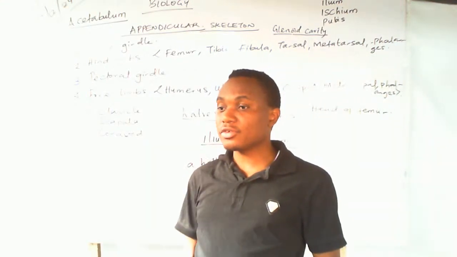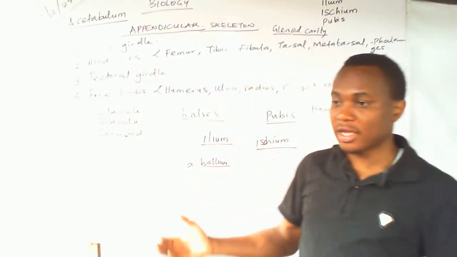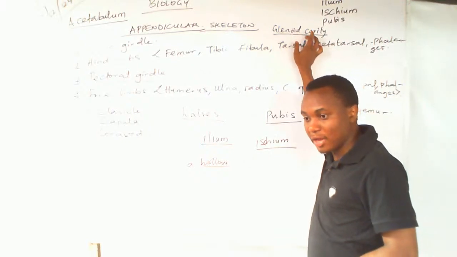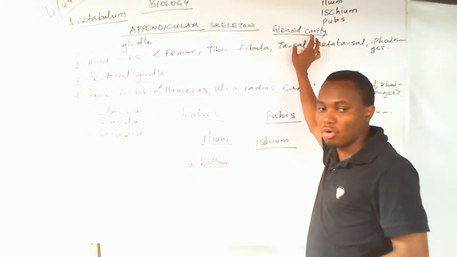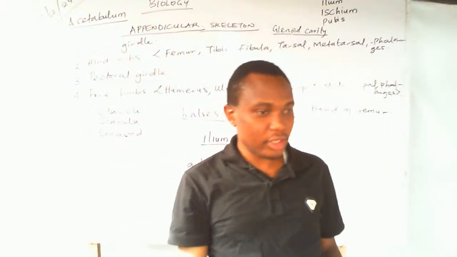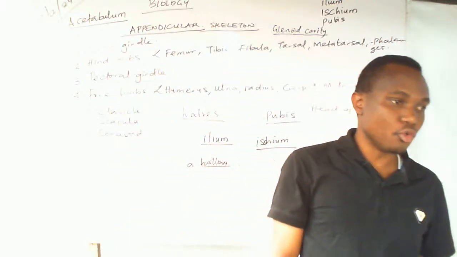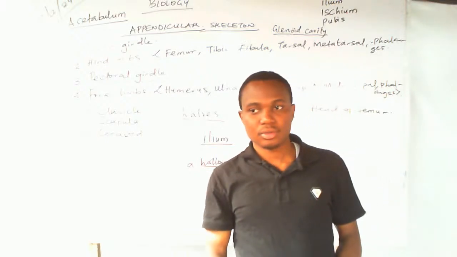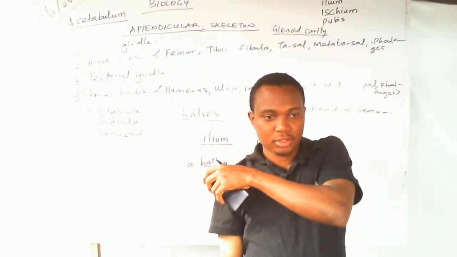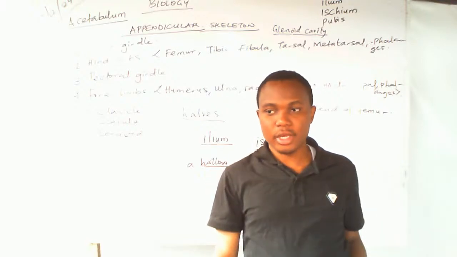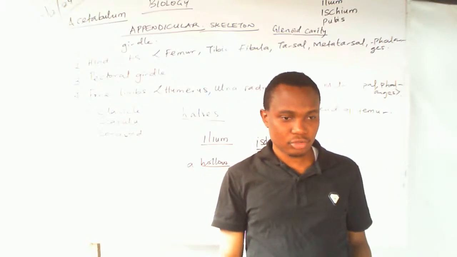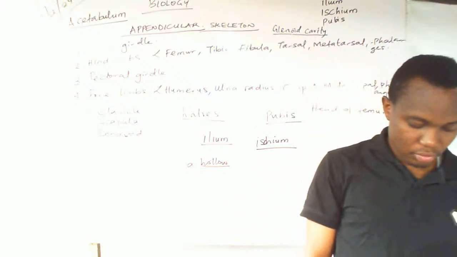We say that this particular cavity of the glenoid articulates, or joins, with the head of the humerus. Where is the head of the humerus? It's at this point. Do you get what I'm saying? It articulates or joins with the head of what? Humerus. Okay?